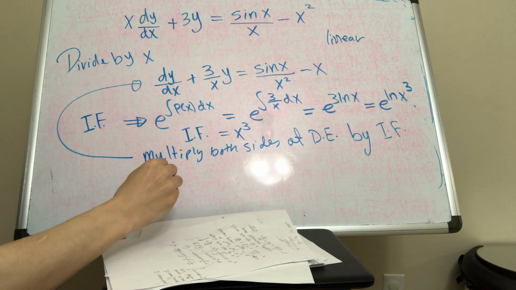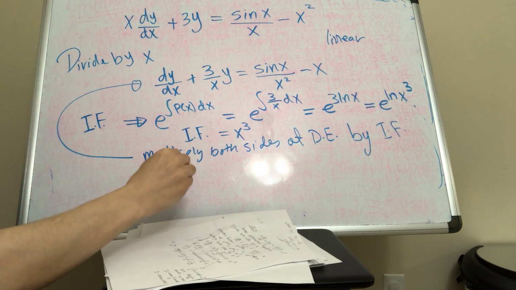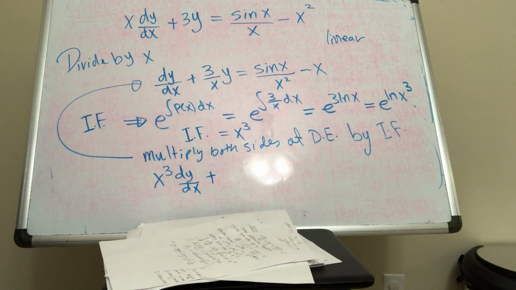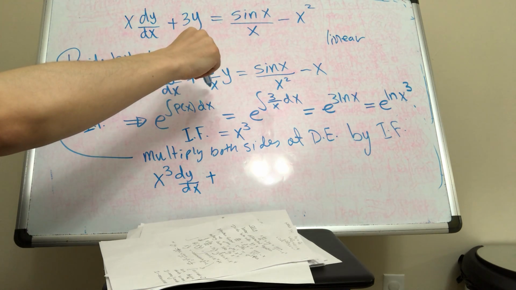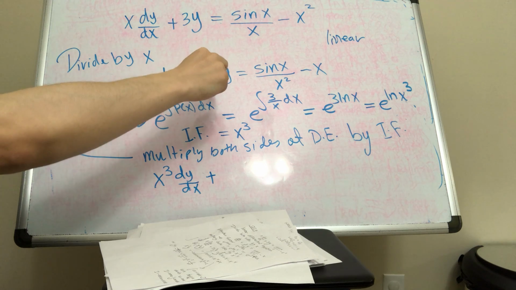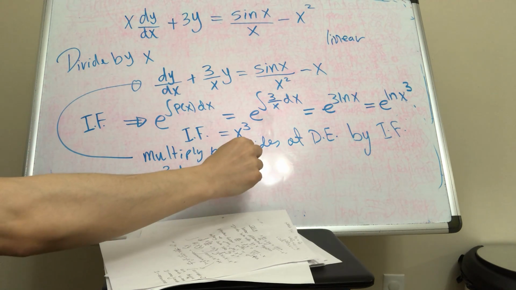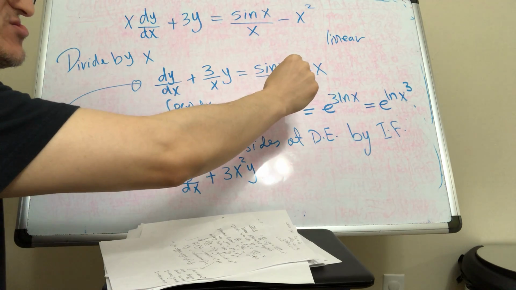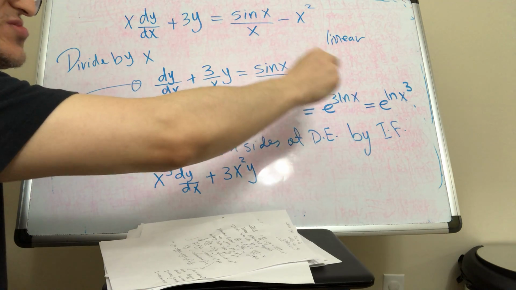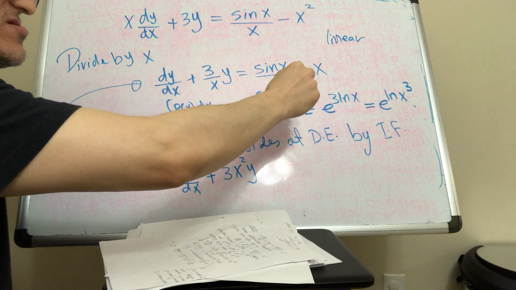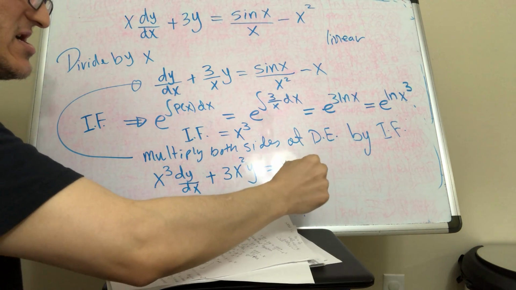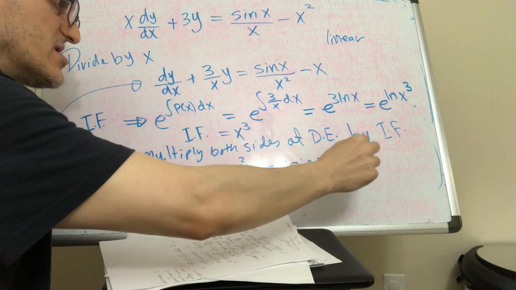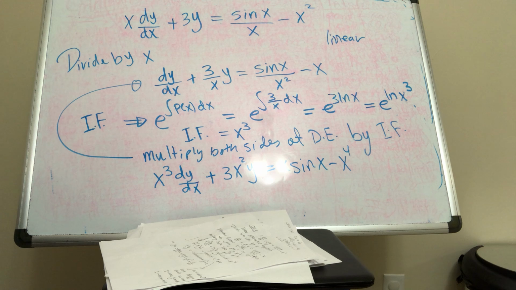You multiply this by x cubed, you get x cubed dy over dx. You multiply this by x cubed, you cancel one x with the bottom x, so you have 3x squared y. You multiply this by x cubed, you cancel 2 from the x cubed with 2 from here, you have x sine x left. You multiply this by x cubed, gives you x to the power 4. Good?